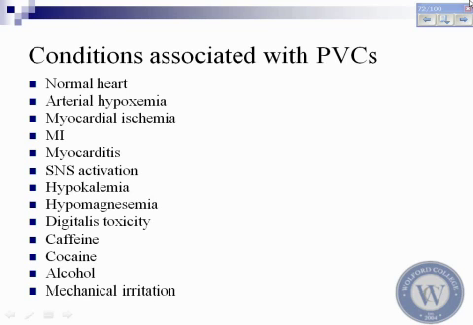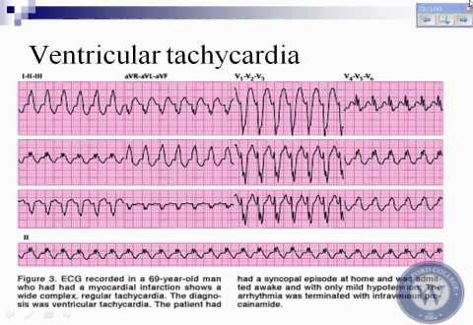Alcohol and mechanical irritation will also cause PVCs. This is VTAC. There are two kinds of VTAC: unstable and stable. Stable means that the person has a stable blood pressure. Unstable means that you're losing blood pressure or no blood pressure is evident.